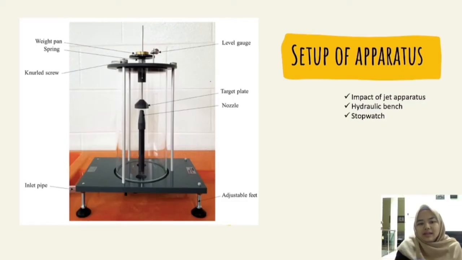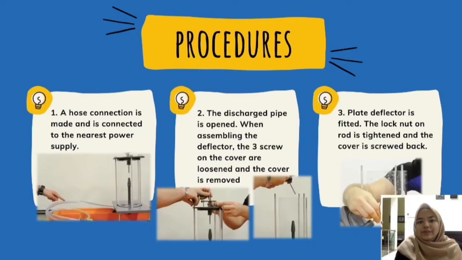This is the setup of the apparatus. In this experiment, we will have the impact of jet apparatus, hydraulic bench, and also a stopwatch. The picture here is the impact of jet apparatus, where we have weight pan, spring, knurled screw, inlet pipe, level gauge, plate, nozzle, and also adjustable feet. So this is the procedure of the experiment.